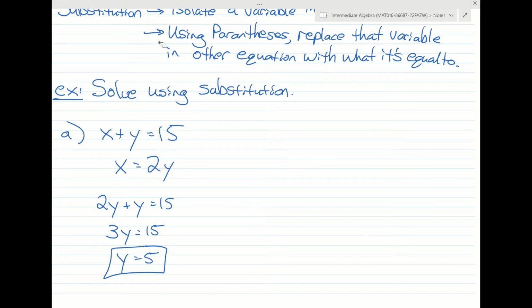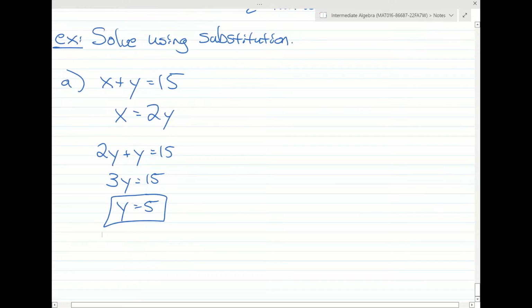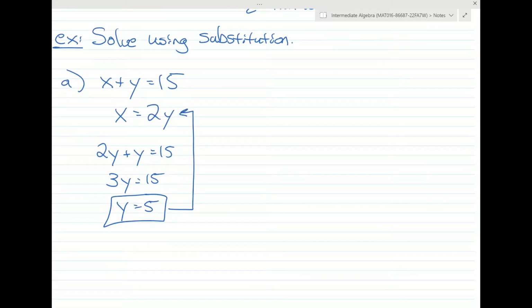If we know that y is 5, you just have to get the other variable. The way you do that is you plug it in. And if x is 2 times y, you're kind of doing another substitution here, x would be 10. So y is 5 and x is 10. That's really what substitution is.